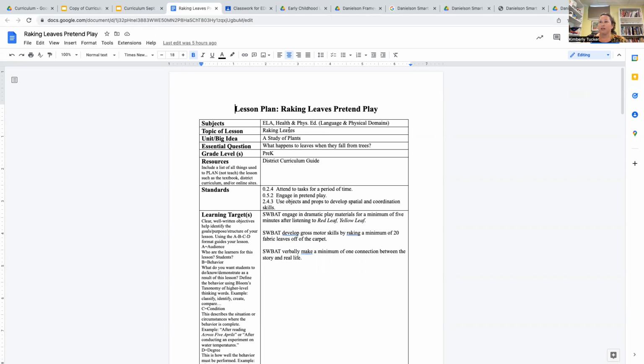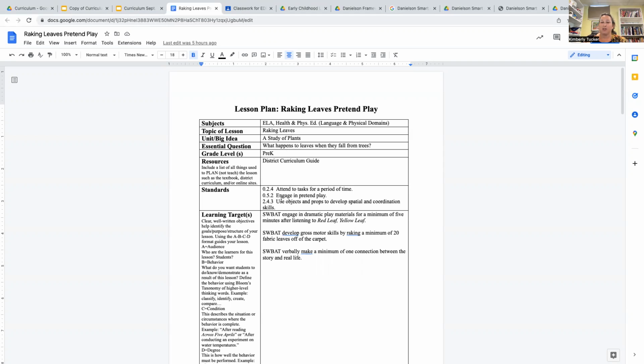So my topic is raking leaves, and my unit plan, my big idea, is a study of plants. My essential question is: what happens to leaves when they fall from trees? And the grade level is pre-K. Resources are where you got the lesson from, not what you're going to use to teach it. Where did it come from? I am saying that it came from the district curriculum guide.